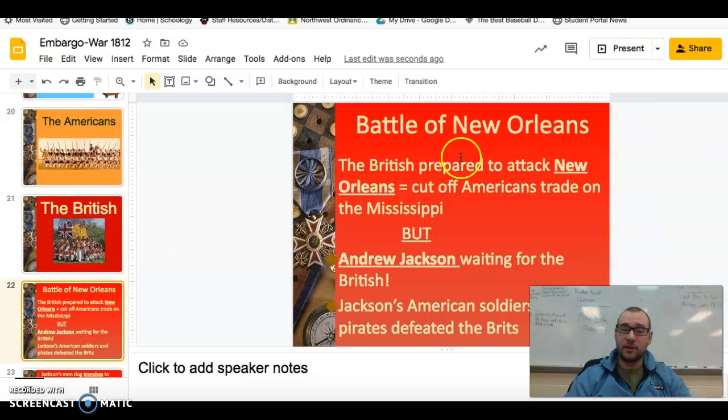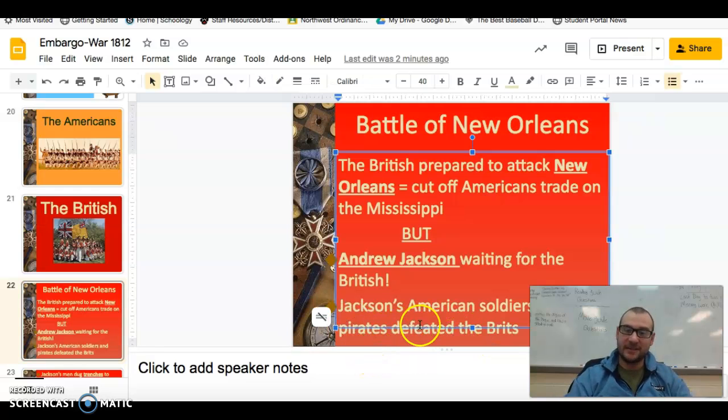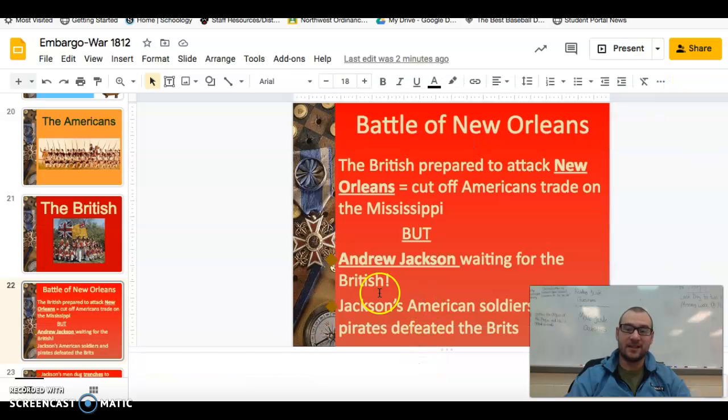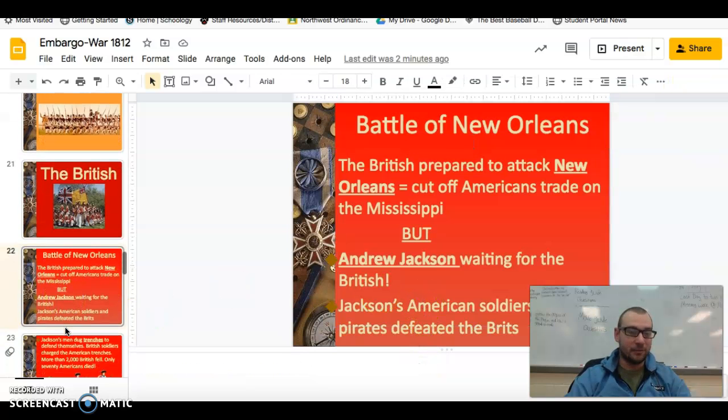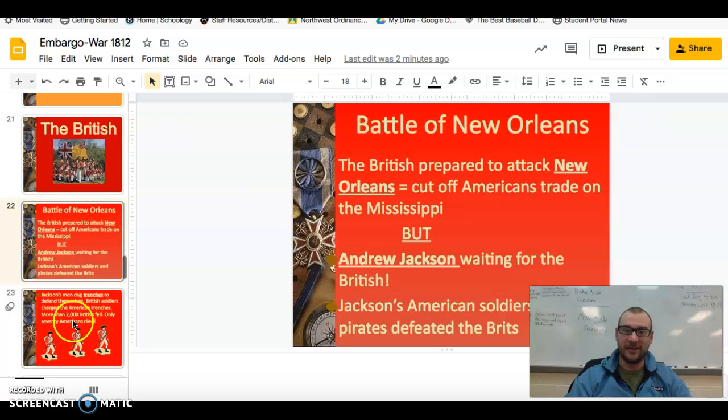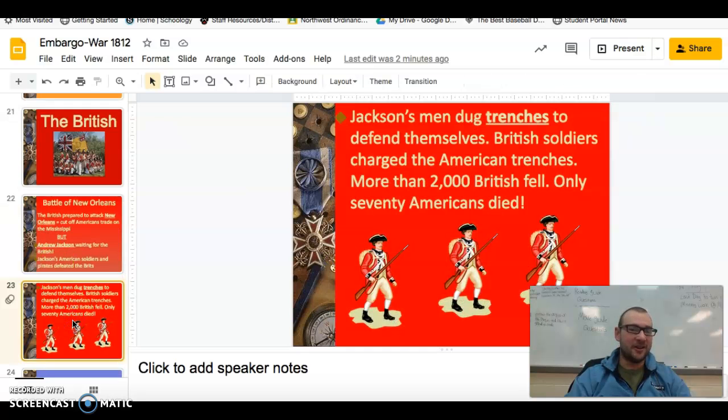The Battle of New Orleans, the British prepared to cut off New Orleans, cut off Americans' trade to the Mississippi, but there's a man there named Andrew Jackson who's waiting for them. Jackson has American soldiers. He also has some pirates that are on his side. These are more of the Navy side of things, but we're for real here. The Americans did side with pirates to help defeat the British. It's an interesting story, but it's a true story. All right, so the Battle of New Orleans is an interesting battle, and I'll give the story later.